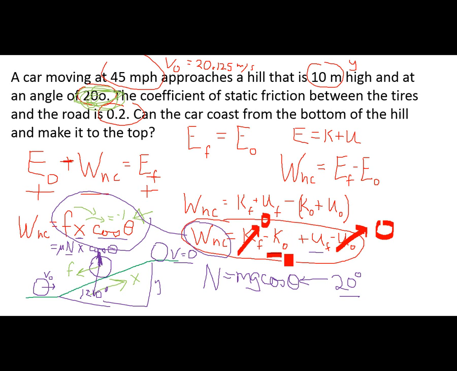Okay. K0, we know 1/2 mv squared. U final would be mgy, right? So those two terms are on the right hand side. On the left hand side, we have the non-conservative work, mu n mg cosine 20 x. Okay, and don't forget that this cosine is -1. Not the same cosines, are they?